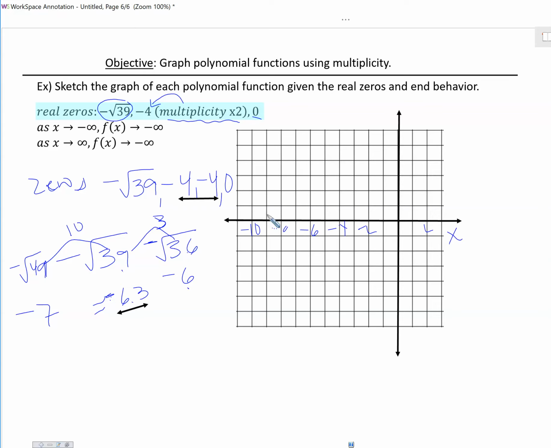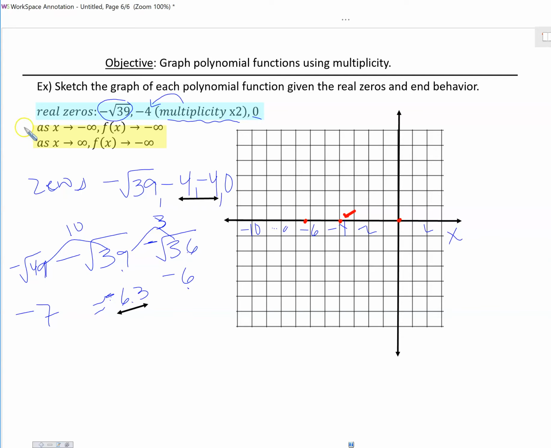And so now I'm going to put some points here for my zeros. So I've got this negative 6.3, which would be right about there. I have this negative 4, which has my multiplicity. So I'm going to make a little check mark there to remind myself. And then 0, which is my origin. So now I'm going to take a look at my end behavior here.